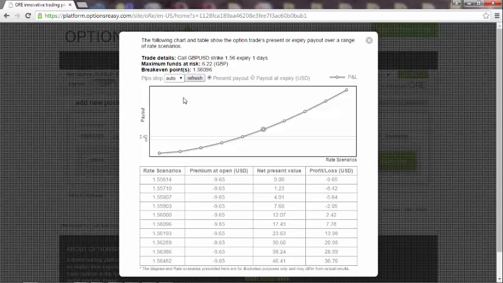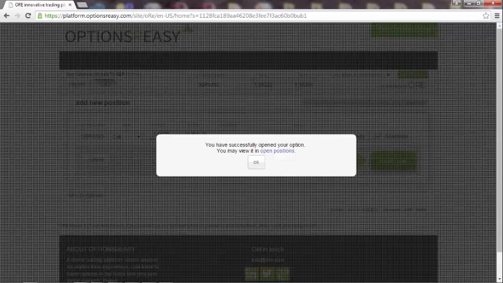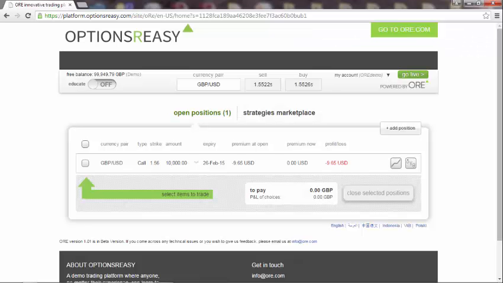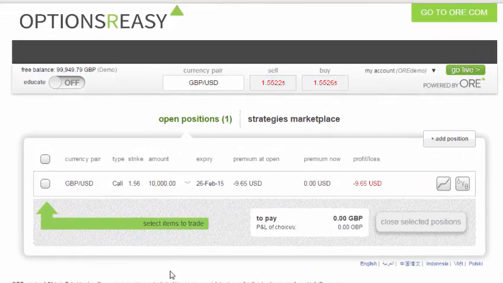So once you're happy with your evaluation, you can close this chart and you can buy the option by clicking Trade Now. The trade will appear in your open positions. You can see all of the trade details, the strike rate, the amount, the expiry date, the premium at open, which is the amount you paid for the option, and the premium now, which is how much the option is worth at the moment. And obviously the difference between these two values is your profit or loss.